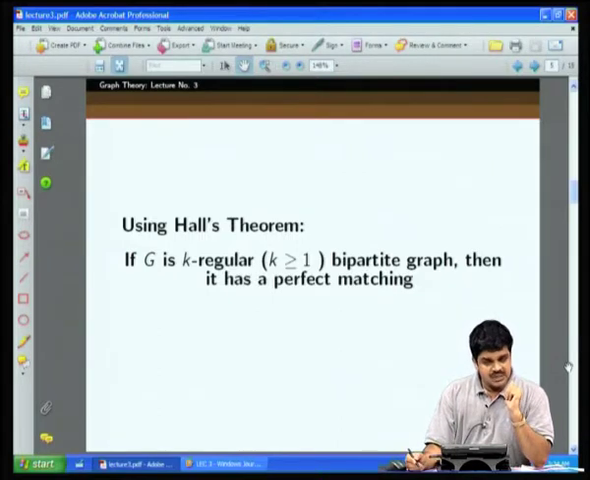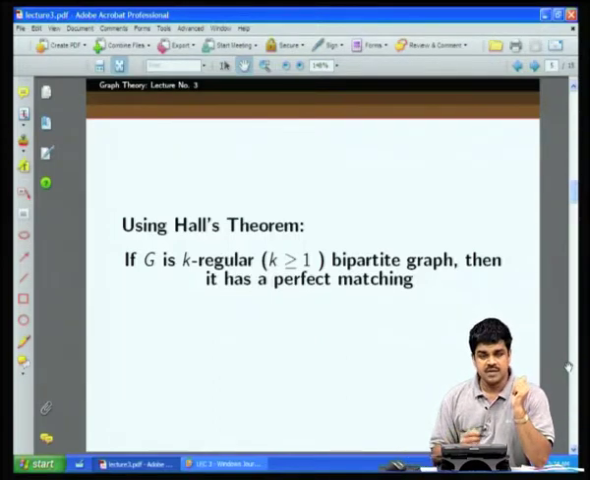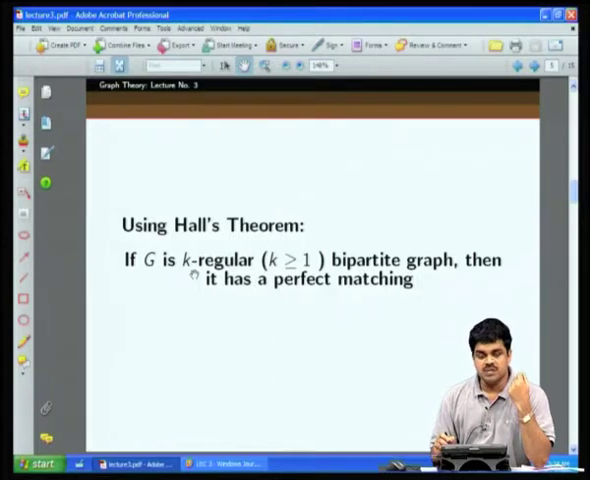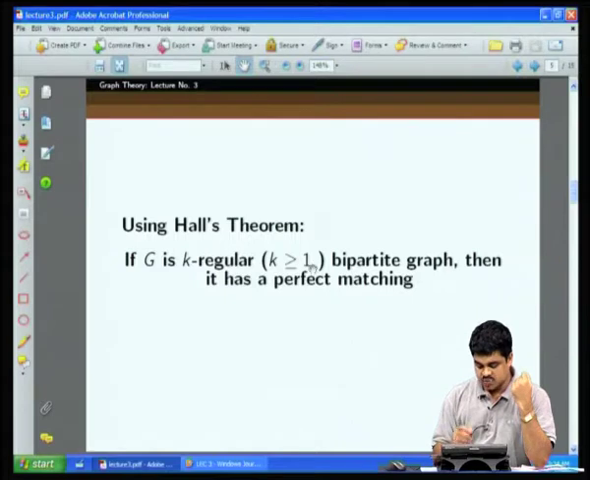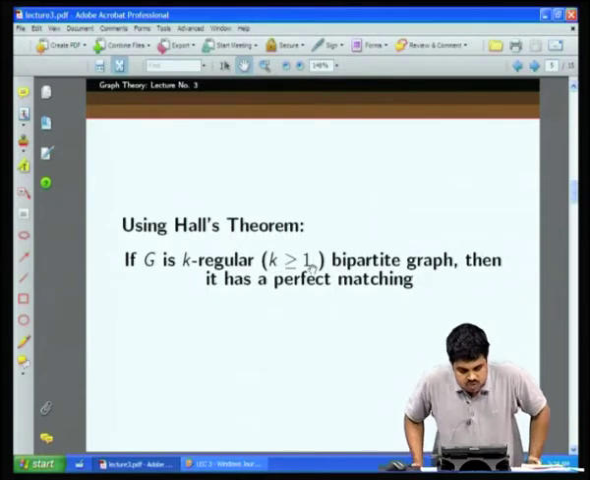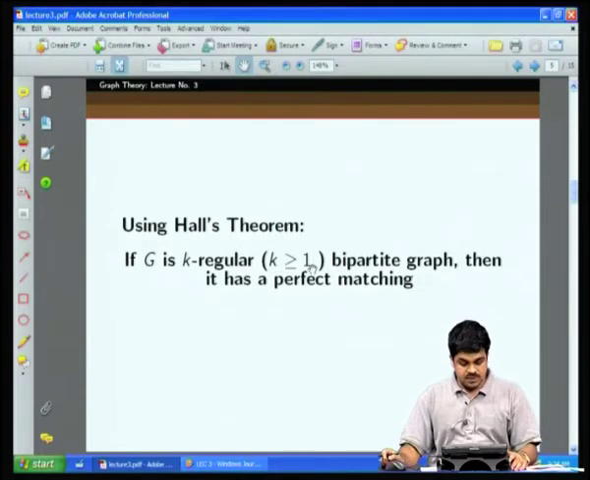But of course, in some special cases, we can immediately see that the bipartite graph will satisfy Hall's condition. For instance, one such case is when the bipartite graph is k-regular. Let me remind you what k-regular means. K-regular means all the vertices of this bipartite graph have degree k. Degree means the number of edges incident with each vertex is k. I assume k is greater than or equal to 1, otherwise Hall's condition will not be satisfied, because there will not be any neighbors.